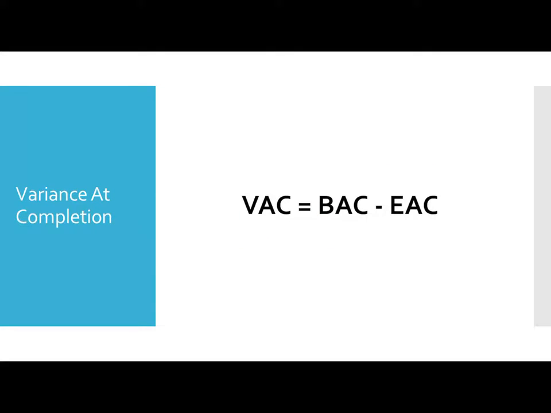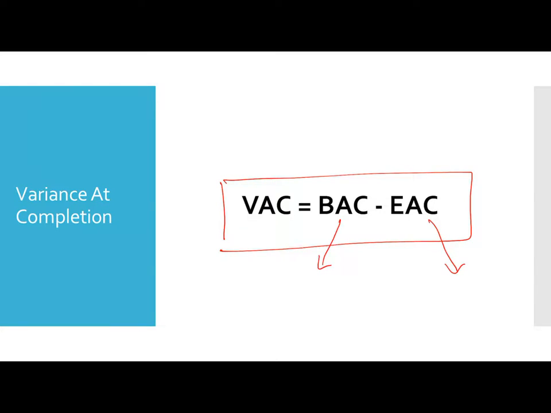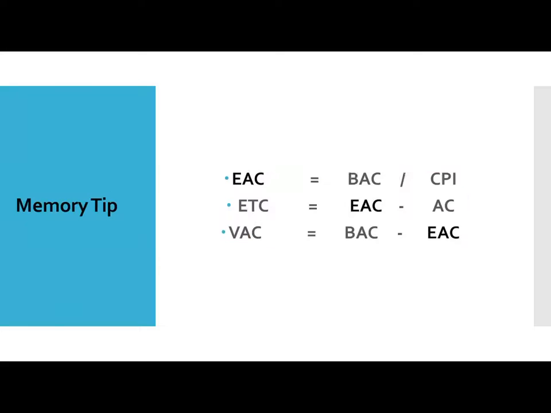Variance at completion, when both EAC and BAC are given, is budget at completion minus estimate at completion, given that both have to be given to you. This is variance at completion. Okay, EAC is the forecast, or the new estimates. BAC is the actual initial budget.